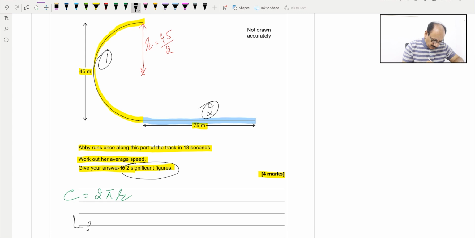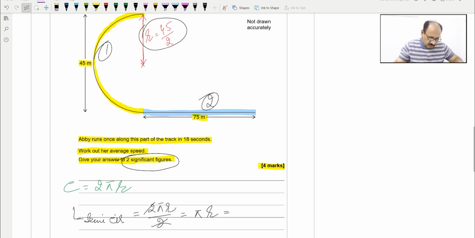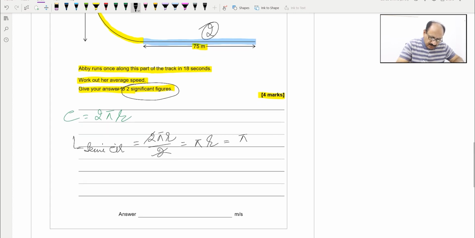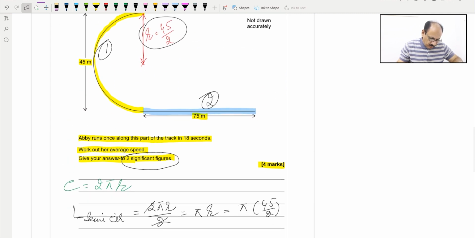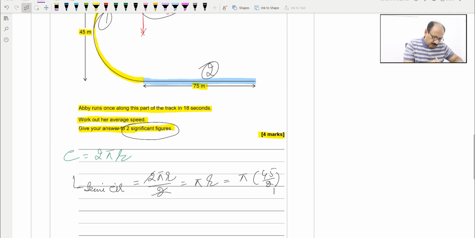Length in case of semicircle will be what? This will be equal to 2 pi r over 2, and we can cancel, so this will be pi r, and r is 75 by 2, which we have indicated over here. So we can write pi into 75 by 2, which is radius. So 2 pi r is for the complete circumference, so we have taken half of 2 pi r. So this will be the semicircle.